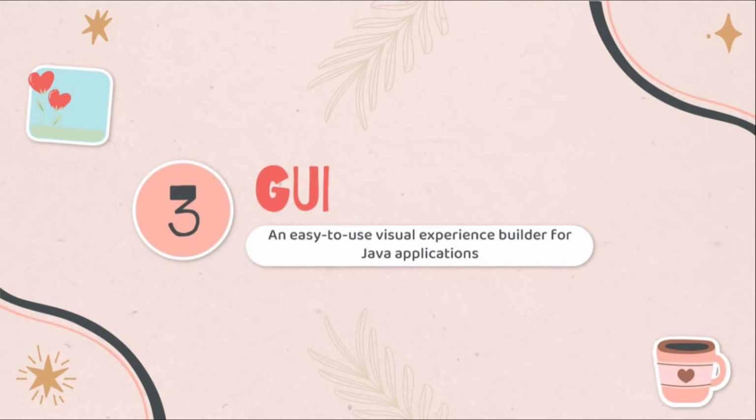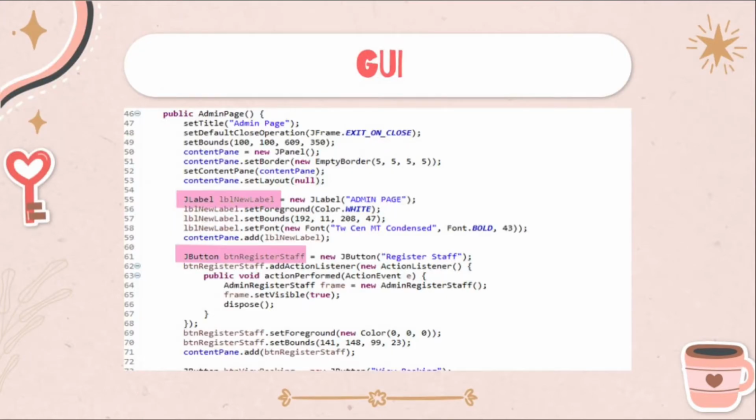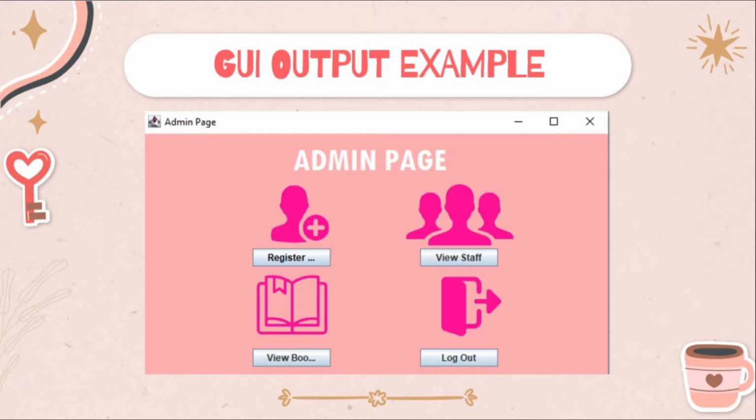Next, I will continue with GUI. GUI provides an easy-to-use visual experience builder for Java applications. For GUI, we use the JLabel command to label the page and the JButton command to use as a button which can be clicked to proceed to the next process. This is the example of GUI output. The title is admin page and some working buttons, which are register staff, view booking list, and logout button.